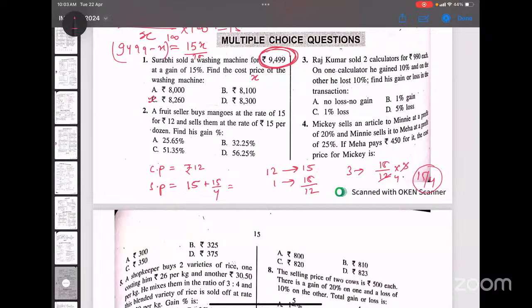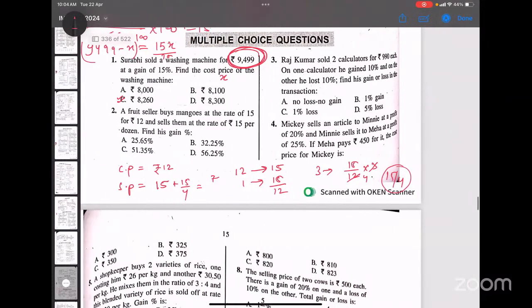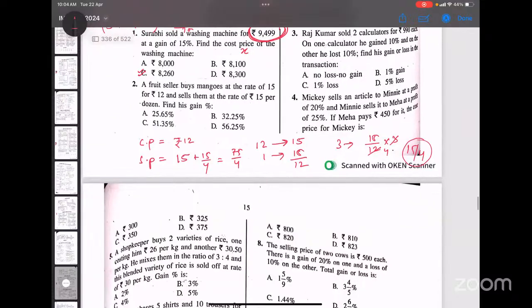This will be how much? 60 plus 15, that is 75 by 4. What will be the profit? This will be 75 by 4 minus 12, which will give 75 minus 48 by 4. This will be how much? 75 minus 48, how much will it be? Twenty-seven by 4.